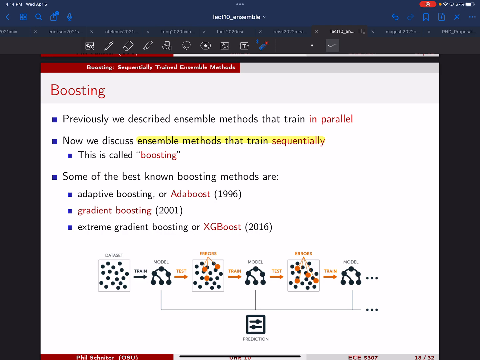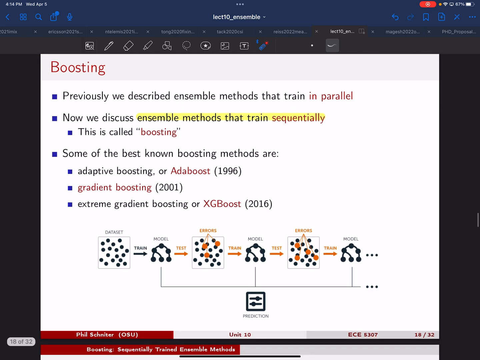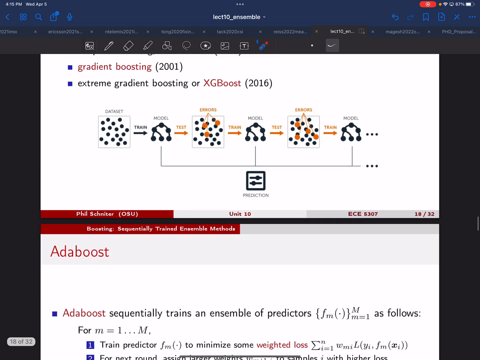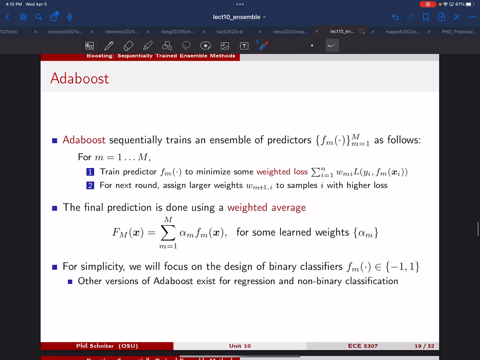AdaBoost is one of the most famous early methods from the 90s, and that was generalized to gradient boosting in the early 2000s, and then that was kind of perfected or enhanced in XGBoost. There are actually a few other ones that are maybe even slightly better, slight improvements over XGBoost, that happened more recently. But we'll talk about these three. They'll give you the flavor of how these methods work.